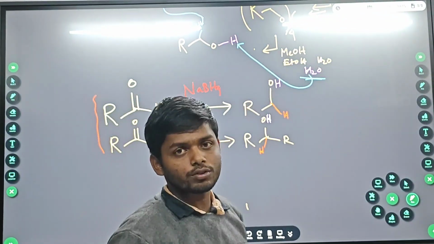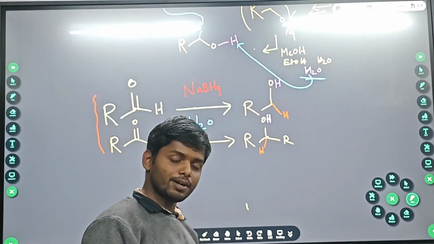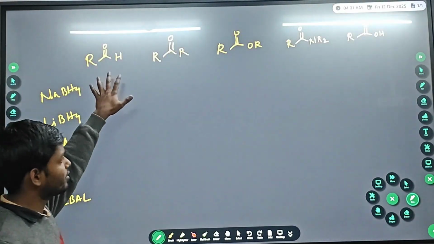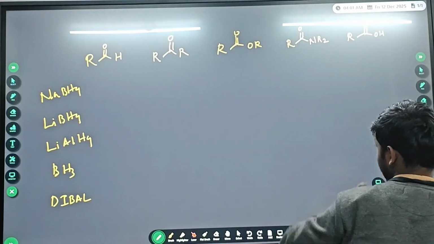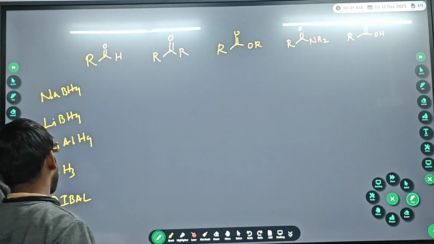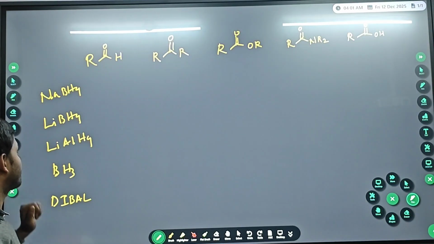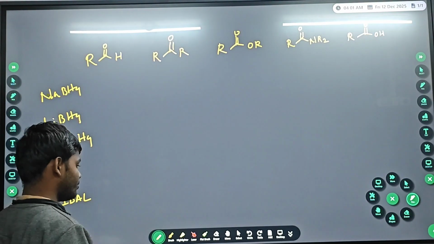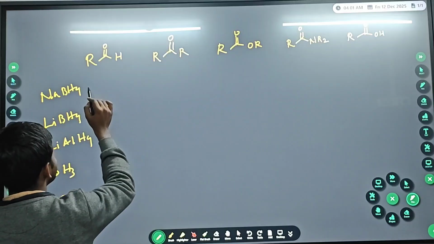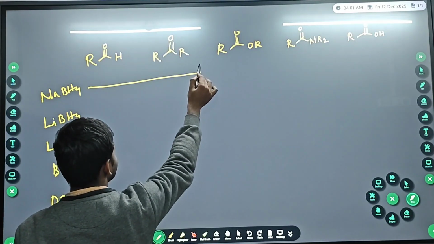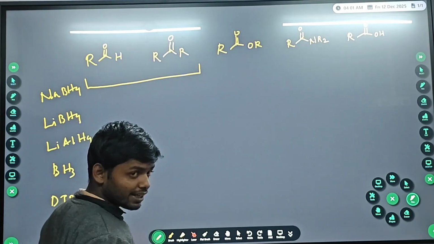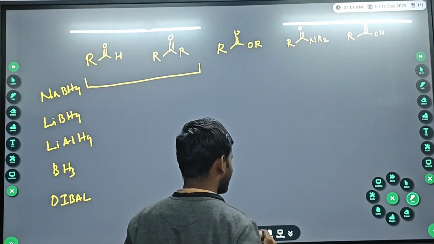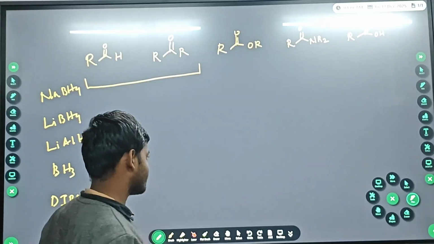After this we will go through the other two, lithium borohydride and lithium aluminum hydride. These are different variations of carbonyl compounds, and these are derivatives of borohydride. So who will reduce whom? That is the main fundamental question. Sodium borohydride has the potential to reduce aldehydes as well as ketones. Lithium borohydride is a little bit more powerful. Why is it more powerful?